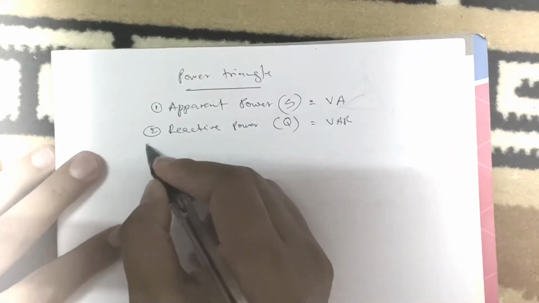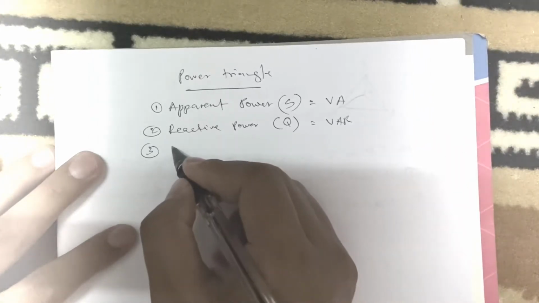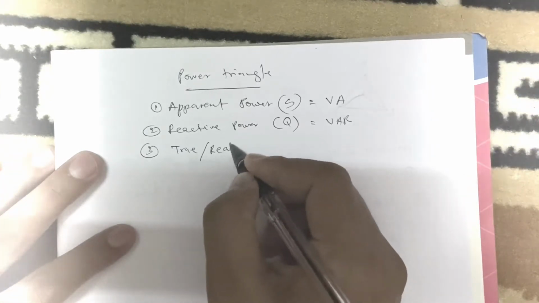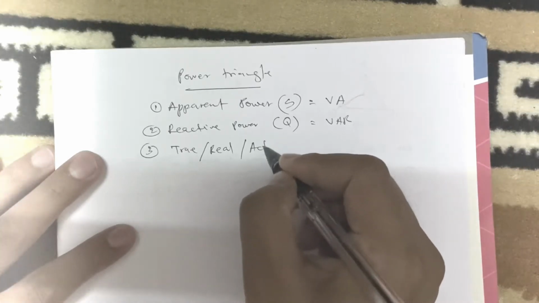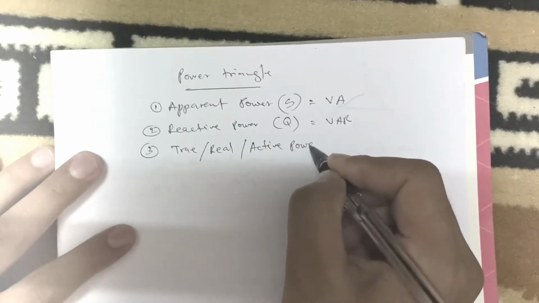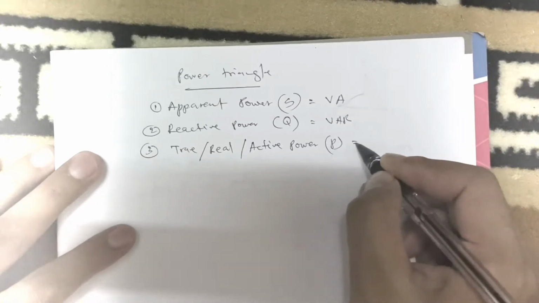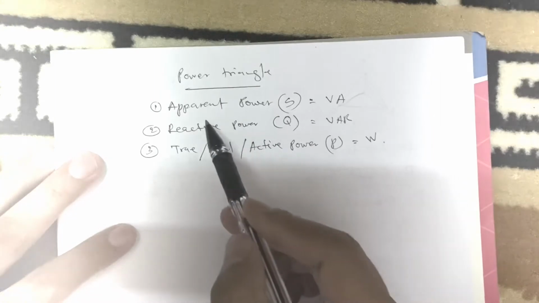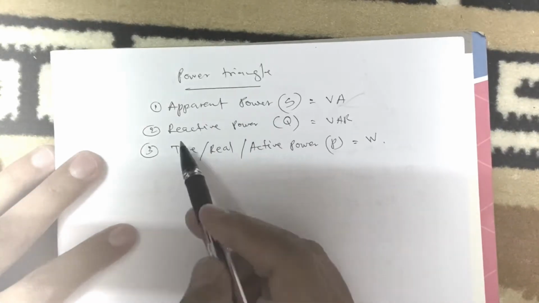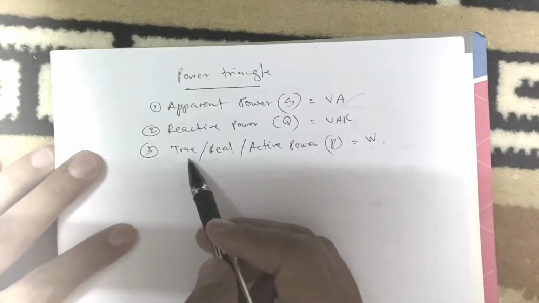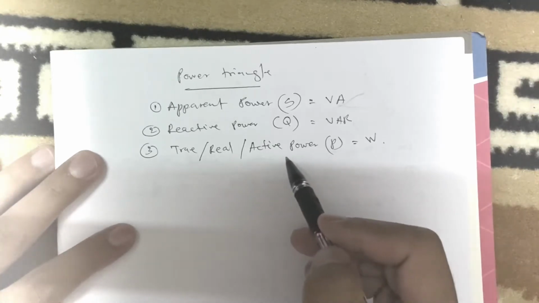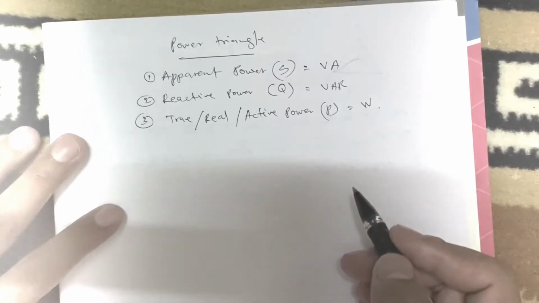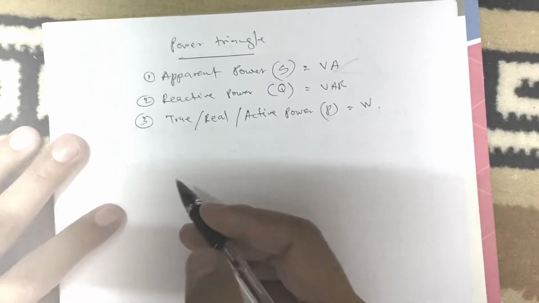And then the third one is called the true power, or we also call it the real power, or active power, and it's represented by P, and the unit is watt. So the power triangle is the geometrical representation of the apparent power, reactive power, and the true, real or active power. Now if you draw the phasor relationship for the voltage and current for all kinds of load.